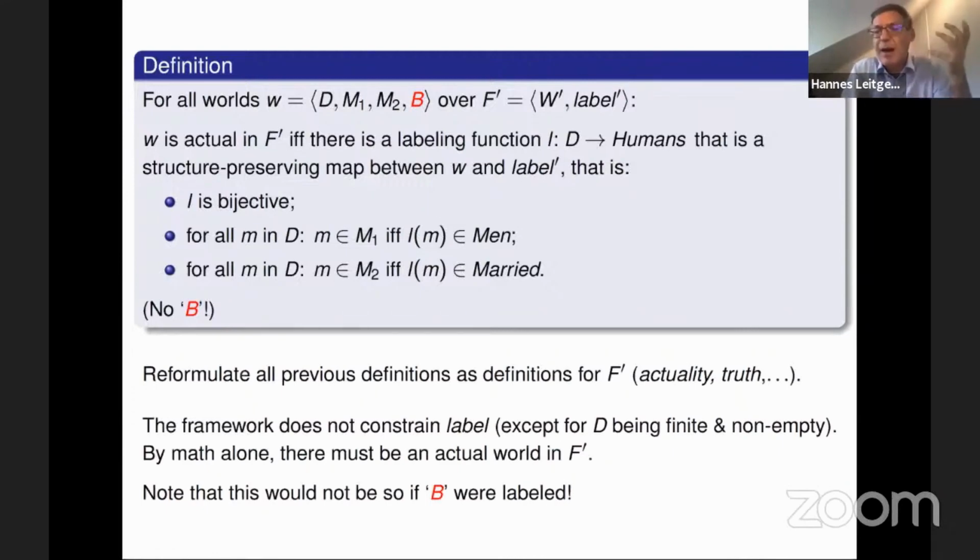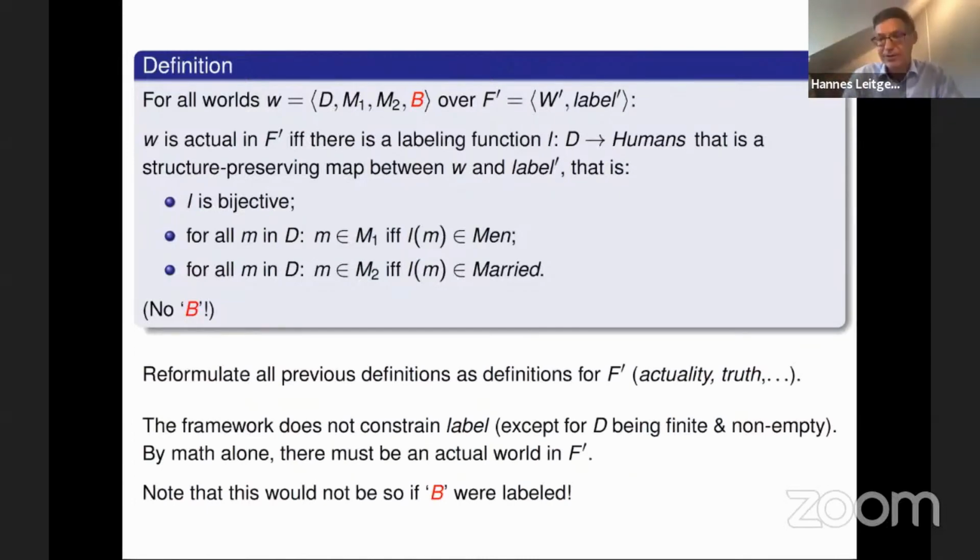And hence I couldn't say, by math alone and how I defined the framework, there must be an actual world. So then I wouldn't speak of a framework anymore. Rather, what I would have defined is something like a theory, a theory of bachelors and humans and so on. And that theory might fail or might not, there is no guarantee. By math alone and by the way I set up the theory, there would be no guarantee that there is an actual world where that theory is true. But that's not what I did here.